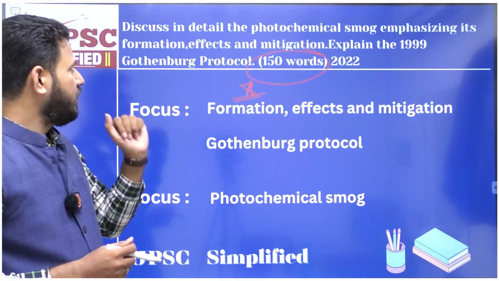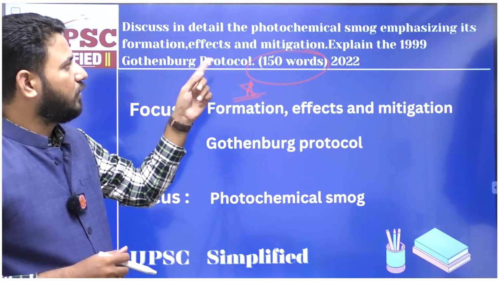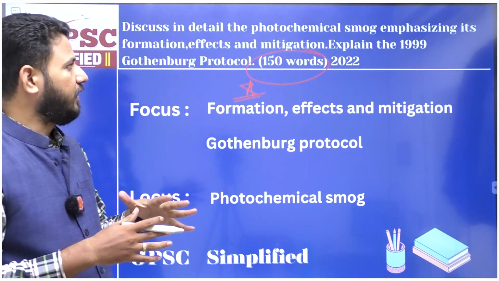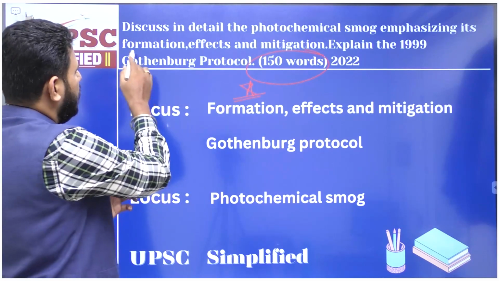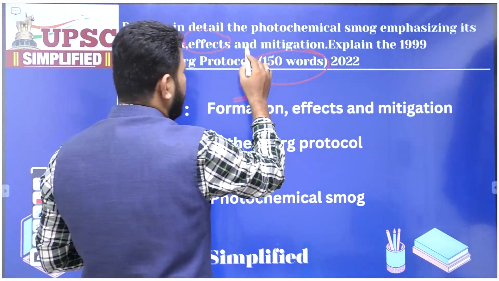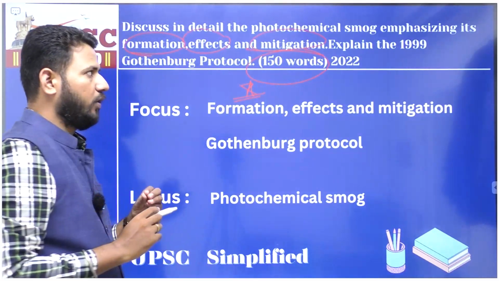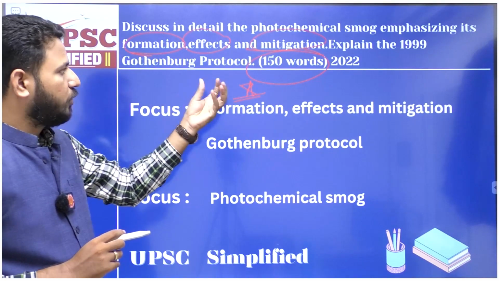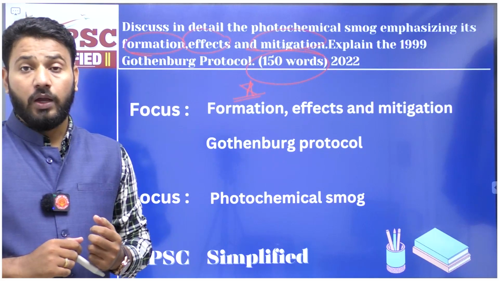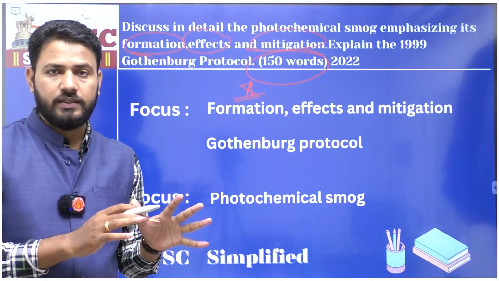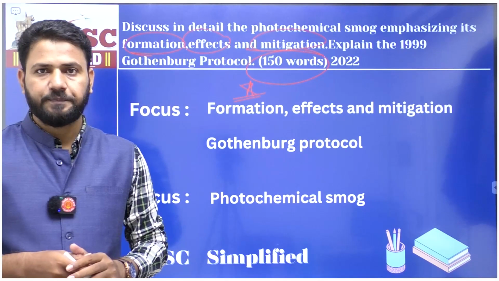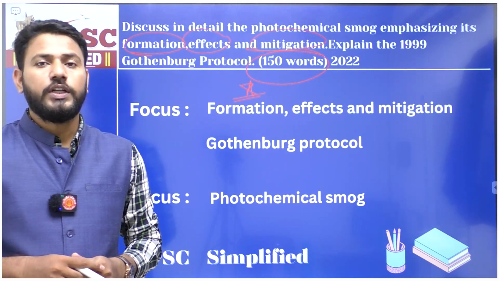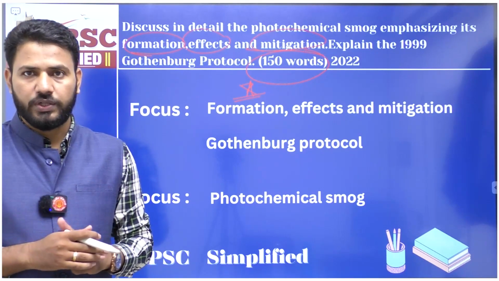Now, this question reads, discuss in detail the photochemical smog, emphasizing its formation, effects, and mitigation. These are three important words. The next question is explain the 1999 Gothenburg Protocol. Now, these many aspects you need to answer in just 150 words. So, first you need to understand the locus and focus of the question.